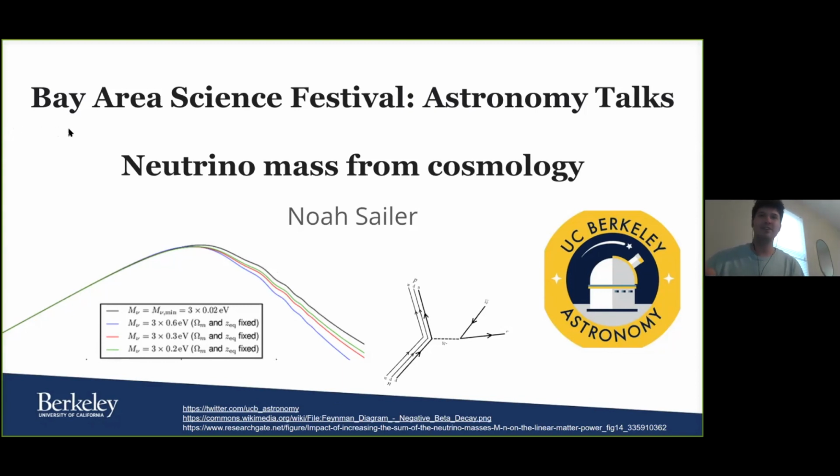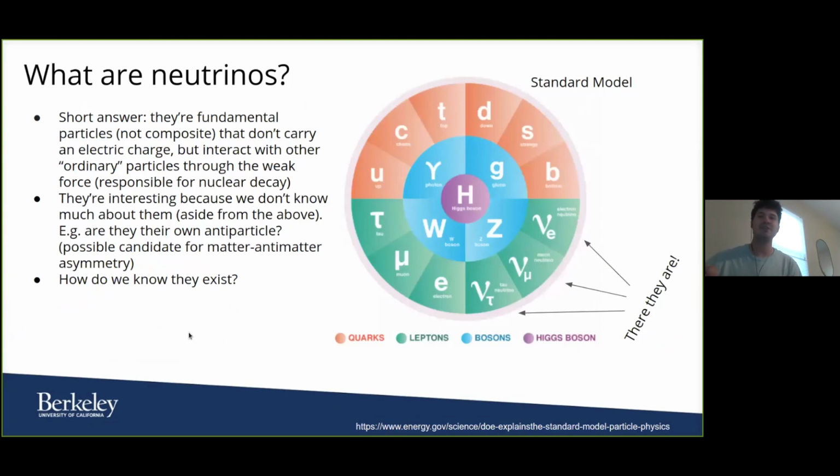So I'm assuming that there are plenty of people in the audience who have no idea what a neutrino is. So I wanted to start with the basics, with what they are. Neutrinos are fundamental particles, meaning that they're not made up of anything else. They're not composite. They comprise 3 of the 17 fundamental particles in our standard model over here on the right. We know that they aren't electrically charged, so they don't repel electrons in the same way that an electron repels another electron. But they do interact with ordinary particles through something called the weak force, which is important for processes like nuclear decay. The reason why these guys are so interesting is because we know very little about them.